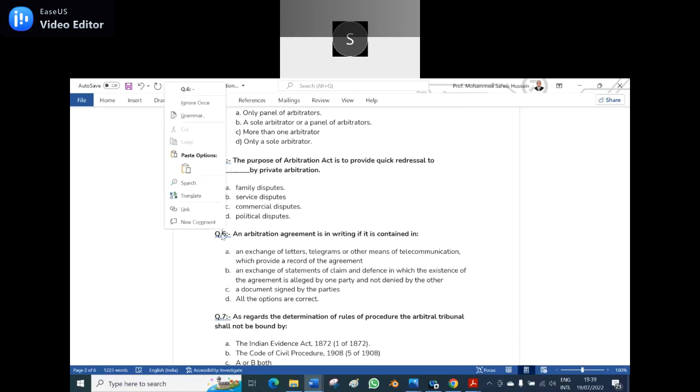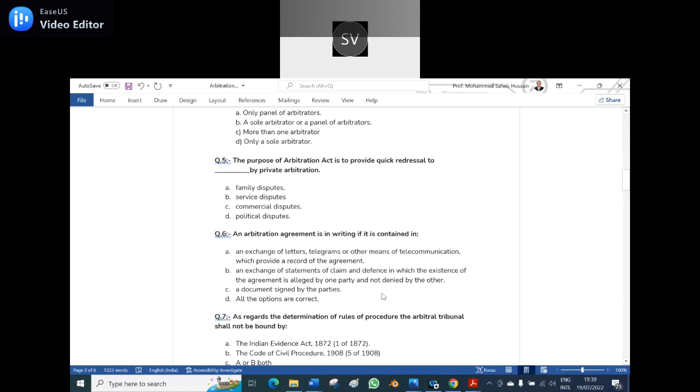The next question. The arbitration agreement is in writing if it is contained in option A, an exchange of letters, telegrams, or other means of telecommunication which provides a record of agreement. Option B, an exchange of statements of claim and defense in which the existence of the agreement is alleged by one party and not denied by the other. Option C, a document signed by the parties. Option D, all options are correct.